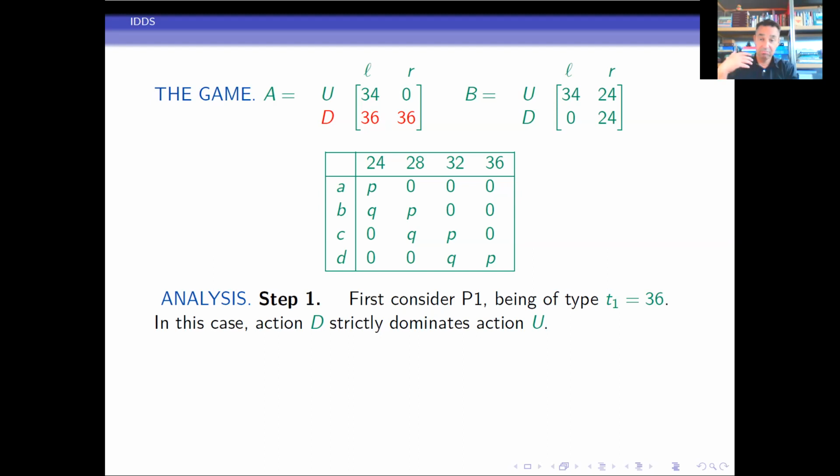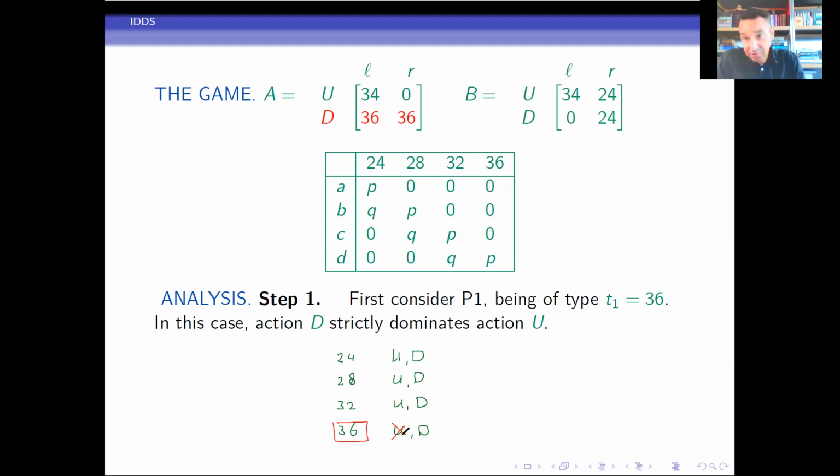And that means that in his strategy, so remember that the strategy for player 1 was deciding for each of his types what to choose. So here he can choose up or down. Here he can choose up or down. Here he chooses up or down, and here he chooses up or down. And what we're saying now is that, in this case over here, when we are at 36, he will not choose up.